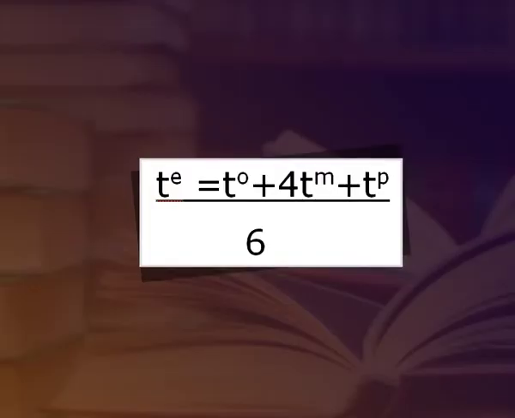From the above 3 time estimates, the expected time of each activity is calculated by using the following formula: T_E equals T_O plus 4 T_M plus T_P, all divided by 6.